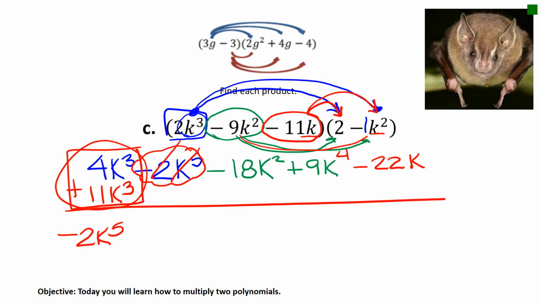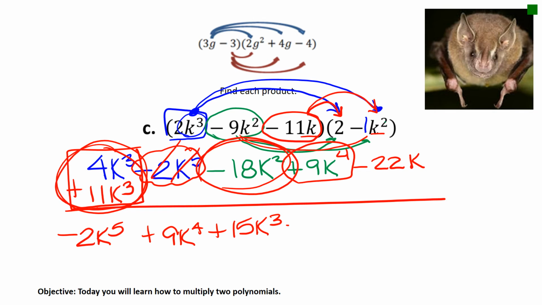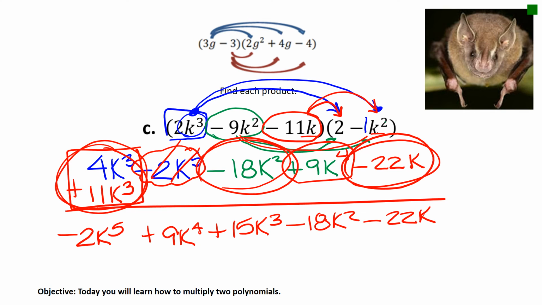There's our k to the thirds, but we don't want those. We got this plus 9k to the fourth. Oh my gosh, I should redo this slide, but I don't know how to do that. Then we're going to put the 4 and the 11, because that's our k to the thirds, plus 15k to the thirds. Then we have k to the second, so it's minus 18k to the second, and tagging along at the end is minus 22k.